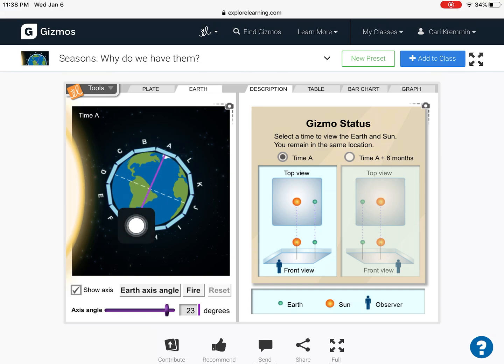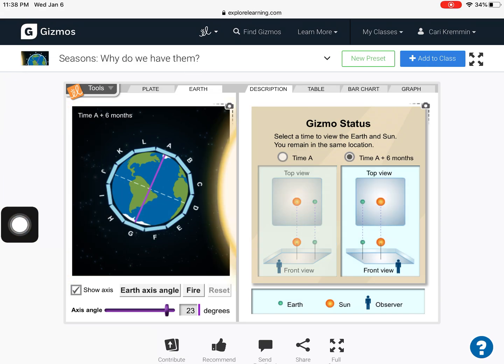Kind of pay attention to the axis is tipped away from the northern part, at least tipped away from the sun. When we click plus 6 months, now we're kind of tipped towards, so we've made it to the other half of our orbit. So just kind of watch that. The picture's not very clear on that part.